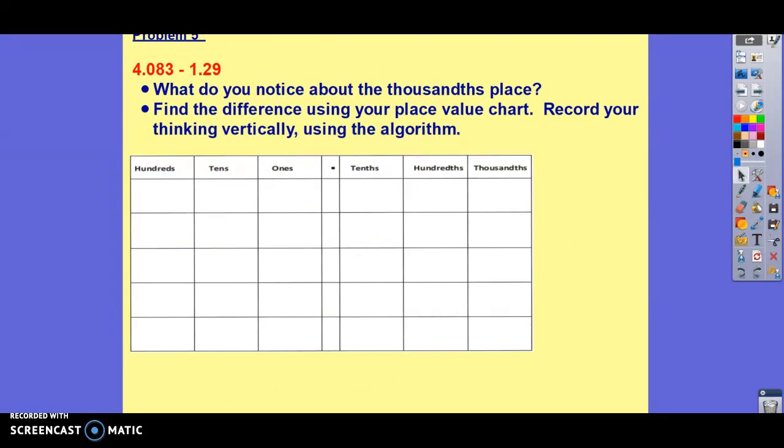One more for you to solve on your own. 4 and 83 thousandths minus 1 and 29 hundredths. Pay careful attention to the place values I just mentioned, 4 and 83 thousandths, minus 1 and 29 hundredths. What do you notice about the thousandths place that's used there? What's missing? To find the difference, you can use your place value chart, record your thinking vertically in your math journal using the standard algorithm.